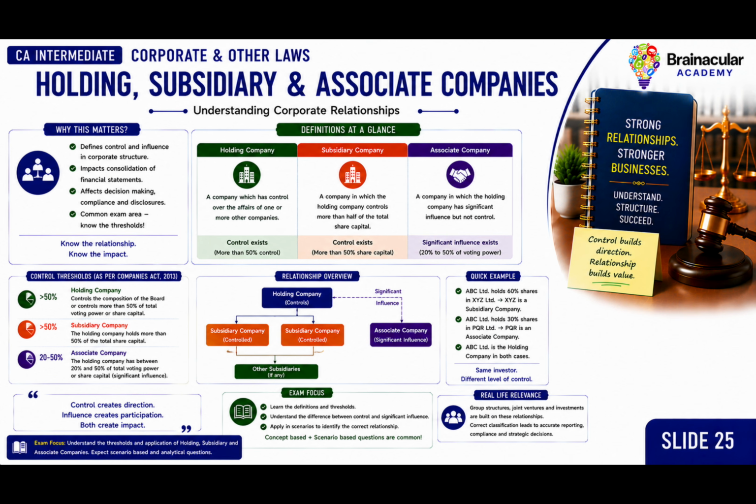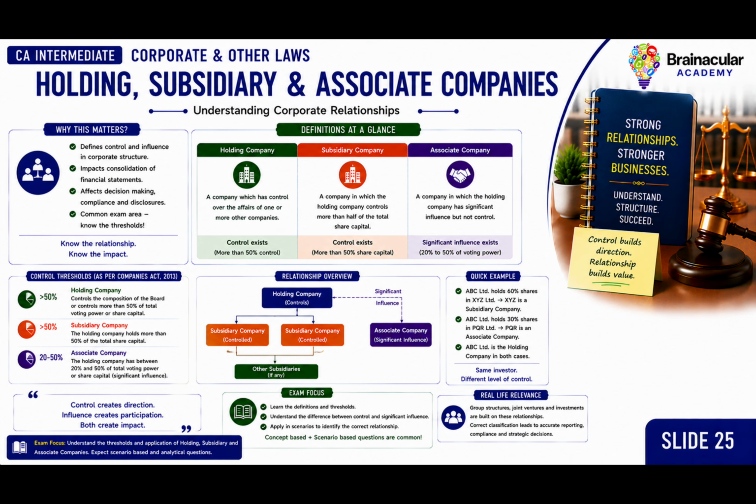Now we'll study each of these conditions in detail. The first condition is board composition control. The holding company can appoint or remove the majority of directors of the other company. Why is this done? Because control of the board is the real control. Even with minority shareholding, controlling who sits on the board gives effective governance authority.